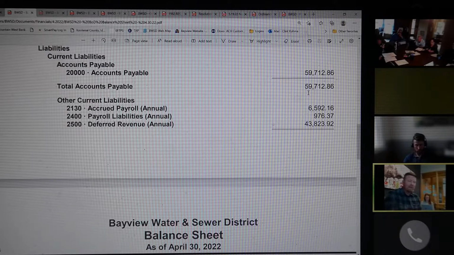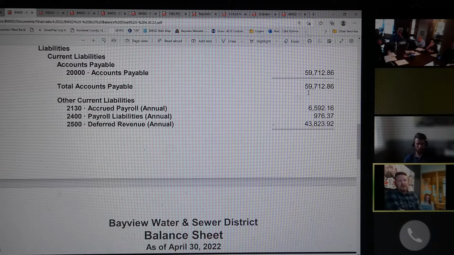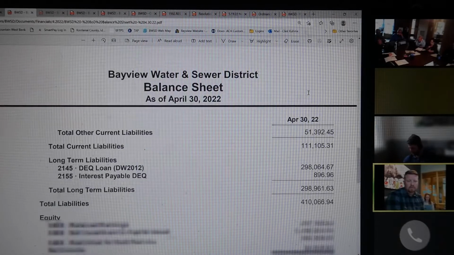The deferred revenue, these are prepaids. Again, this is an annual adjustment that we determine for what has been prepaid in amounts. It's really a balance sheet, an audit item. All right, we can continue to scroll down.